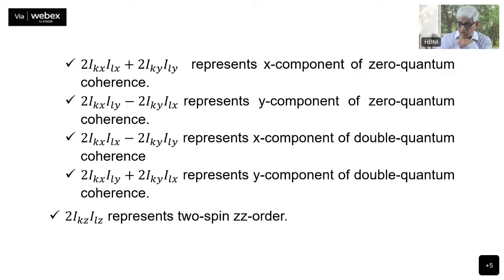pure zero quantum or pure double quantum coherence, there is always this change in the sign here. This is a plus here and this is a minus here. Similarly, there is a minus here and a plus there when you are taking different elements of this. And 2IKZ ILZ represents a two-spin ZZ order.